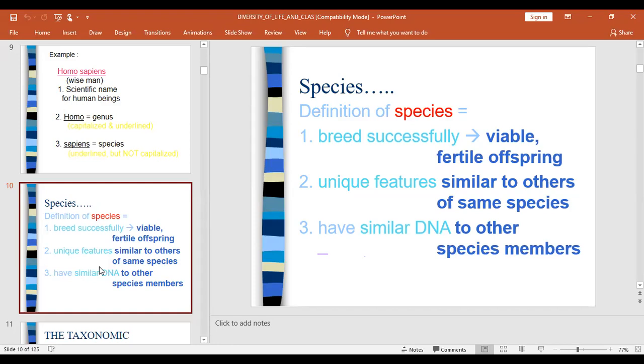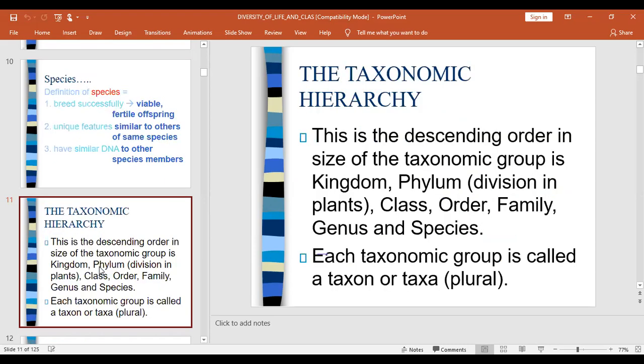You can see that for us and chimpanzees, we have a DNA which is about 97%, which we share. But the 3% is big enough to ensure that we and the chimpanzees are of different species.